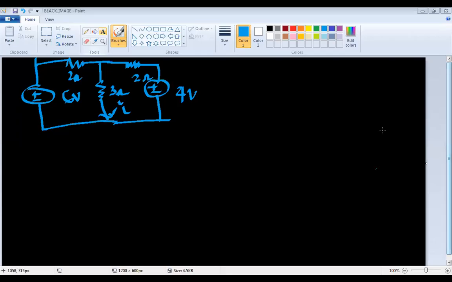So I will refer to that particular screen. Now let us say we have to calculate the current through this particular 3 ohm branch. There are two methods. What methods are we supposed to apply in this case? We can apply Kirchhoff's current law, or Kirchhoff's voltage law, that is, mesh analysis and loop analysis. Yes or no? Yes, sir.